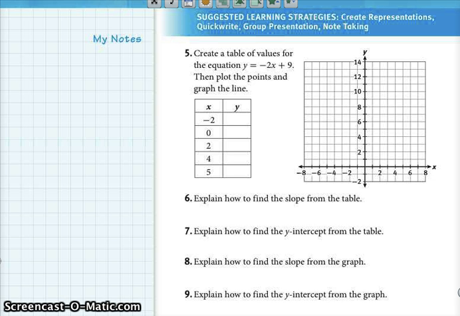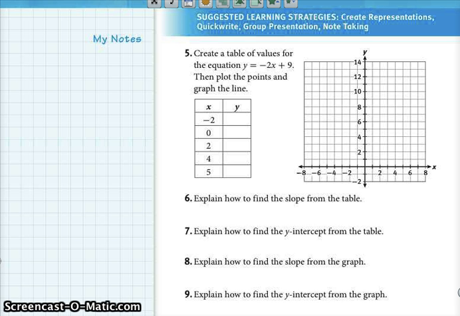Or we could just look at the table and find change in y and change in x and put them in that ratio. I just put delta y. That shortens it up, doesn't it? And it just makes you feel so cool when you're writing Greek.